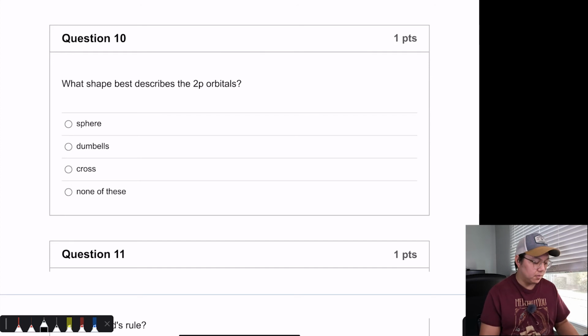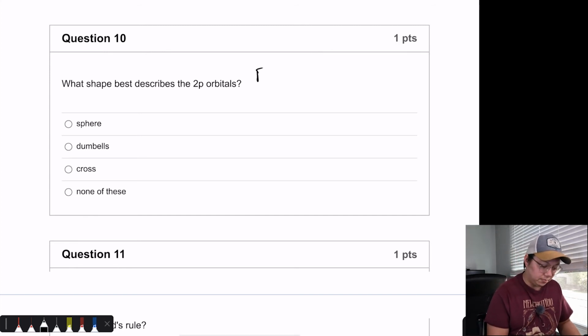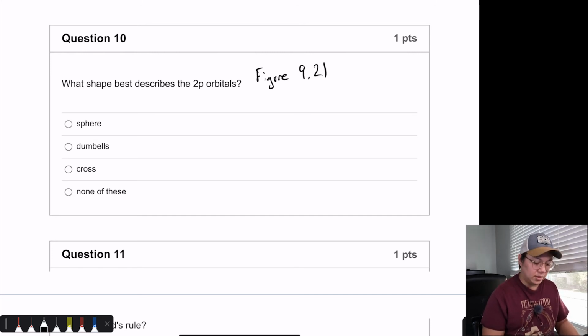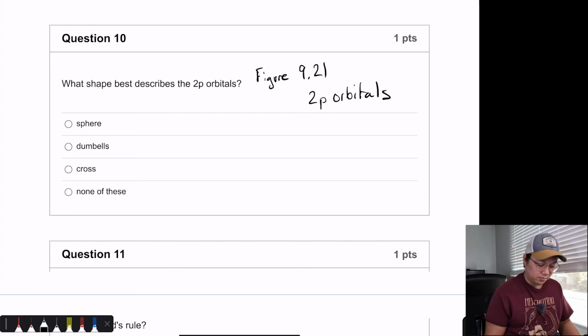Question 10. What shape best describes the 2p orbitals? And again, you can just go find this in the textbook. Figure 9.21 has the 2p orbitals. And the 2p orbitals have sort of these dumbbell shapes.